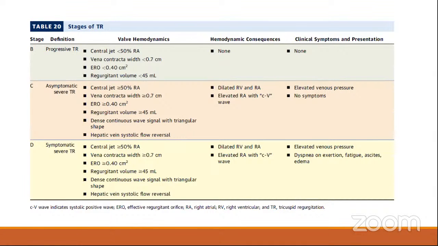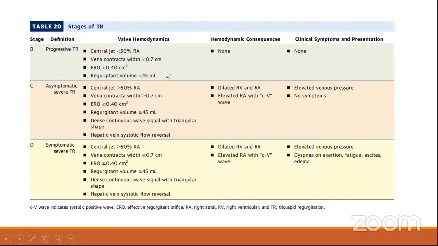For stage B, they defined it as progressive tricuspid regurg. You will see a central jet area less than 50% of the RA. The vena contracta will be less than 0.7, and the effective area will be less than 0.4. The regurgitant volume will be less than 45 ml. When the patient has a progressive TR, usually the hemodynamics are not affected, and the patient will not have any clinical symptoms or presentations.